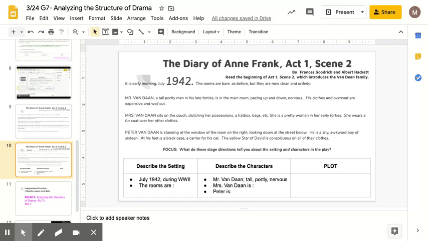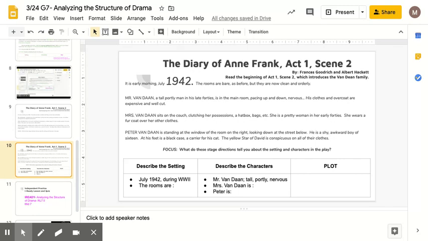Okay, The Diary of Anne Frank, Act 1, Scene 2, by Francis Goodrich and Albert Hackett. Read the beginning of Act 1, Scene 2, which introduces the Van Daan family. It is early morning, July 1942. The rooms are bare, as before, but they are now clean and orderly. Mr. Van Daan, a tall, portly man in his late 40s, is in the main room pacing up and down, nervous. His clothes and overcoat are expensive and well cut.